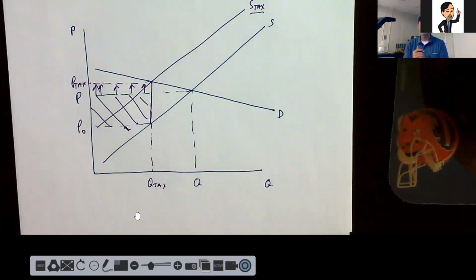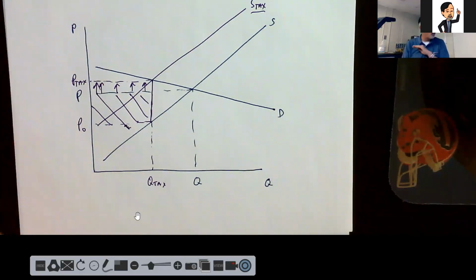Why? Because people would just buy Necco wafers. Literally no one would buy Necco wafers. It's the worst candy on the planet.